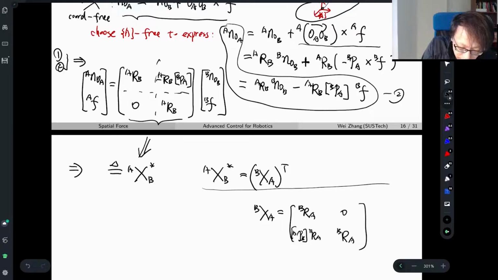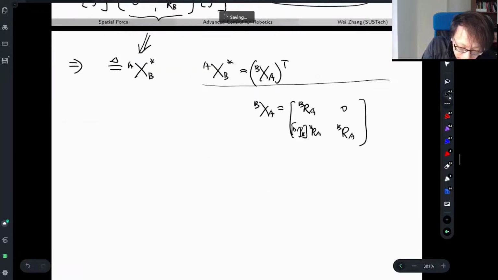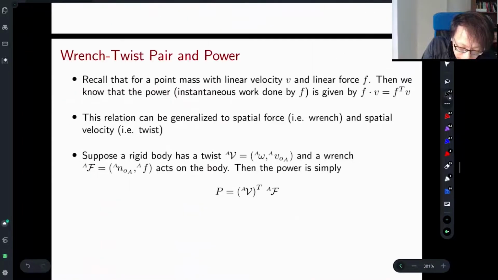All right. So I think it's about time. We'll finish introducing spatial acceleration and spatial force, which is wrench. So next time we will finish rigid body dynamics.